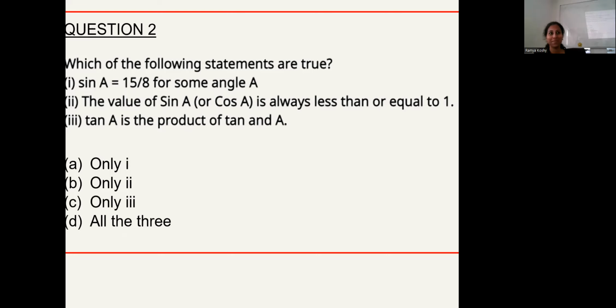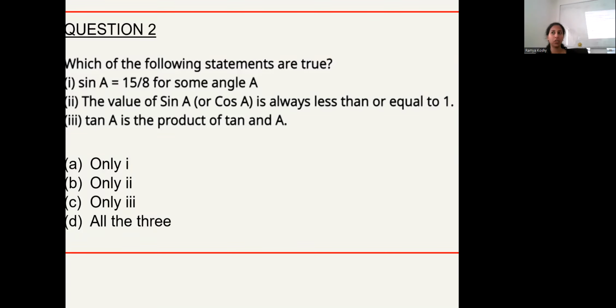What's the answer? All three are true? You are telling me all three are true. The third one is confusing, but the other two are correct. Okay. You're telling me the third one is confusing.